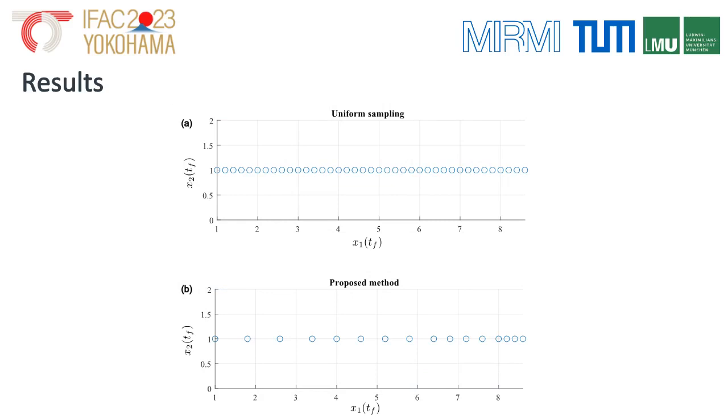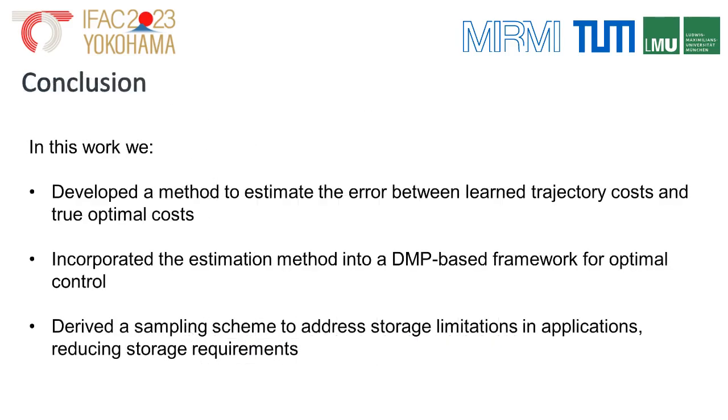In this work, we developed a method to estimate the error between the cost of a trajectory learned by the DMP and the cost of the true optimal solution. This method was then incorporated into a DMP-based framework for optimal control, allowing for estimation of the optimal value in proximity to the learned trajectories. By utilizing this estimation method, a sampling scheme was derived to address storage limitations in applications like embedded systems, where reducing storage requirements is crucial.